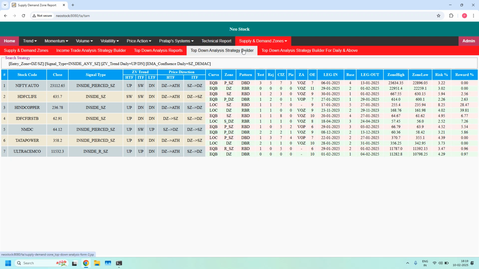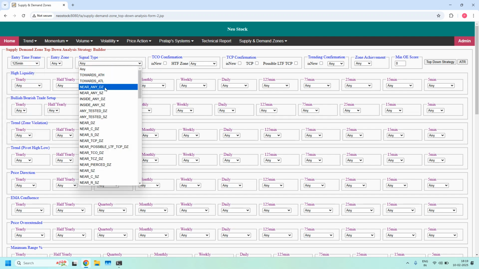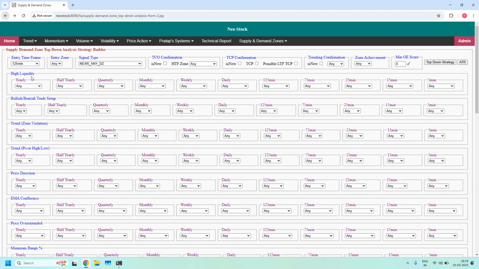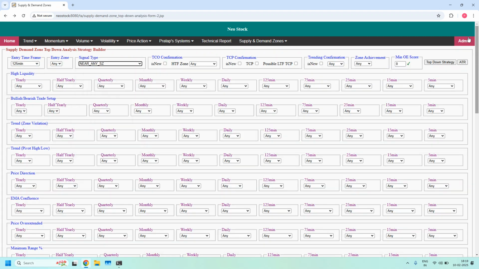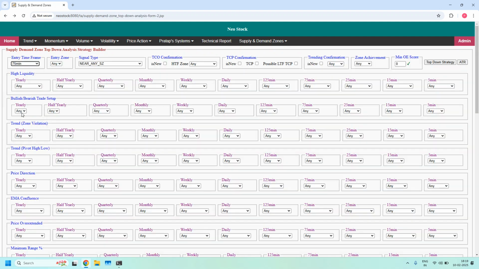Next time frame is 125 minutes. Stocks near 125 minutes demand zone. We got 15 stocks. Next, 125 minutes time frame. Stocks near 125 minutes supply zone. We got 10 stocks. Okay, next time frame is 75 minutes.